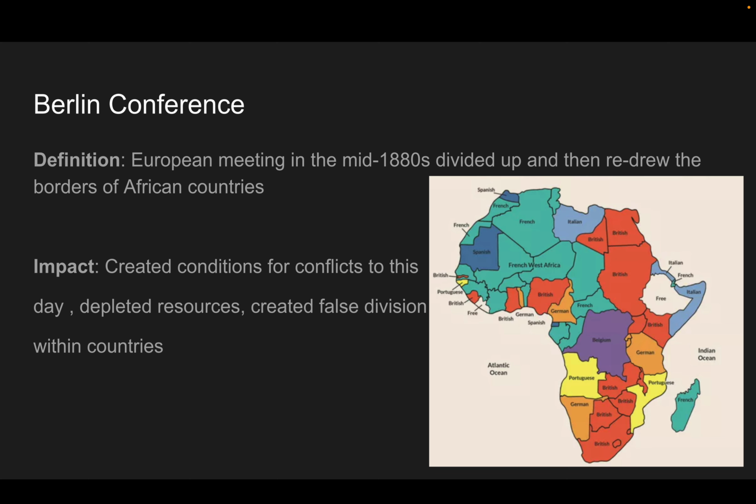And so this has created conditions, as some of these borders still exist today, lumping in different groups of people who maybe already had conflict, or cutting ethnic groups in half. Anyways, it's created conditions for decades, hundreds of years at this point, of conflict, depleted resources, a false division within countries. So the Berlin Conference is one of the worst examples of colonization and its impact on borders, particularly in this case in Africa. Again, many of those borders still exist that we were looking at on previous days. Okay.